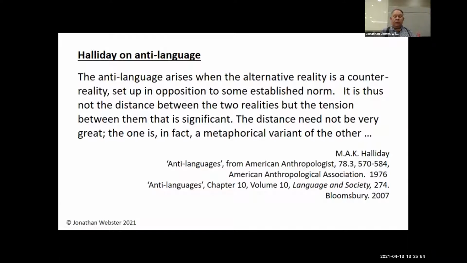The whole principle of what he's trying to communicate is this counter reality, establishing the fact that the way we see the world, our default, is that we are the center of the world. It is thus not the distance between the two realities, but the tension between them that is significant. The distance need not be very great. The one is, in fact, a metaphorical variant of the other. So this is a metaphorical variant.